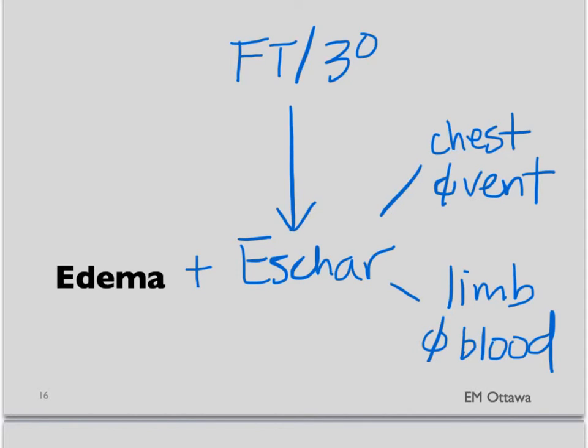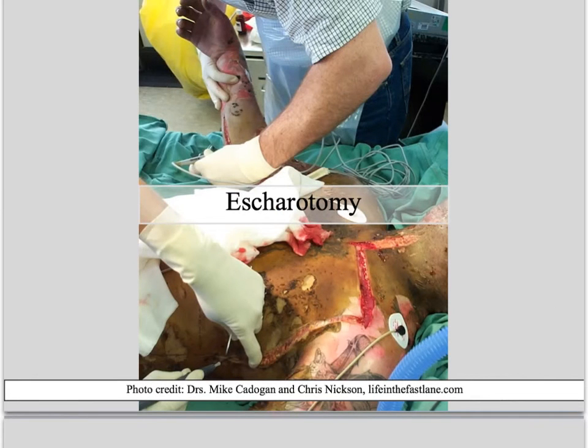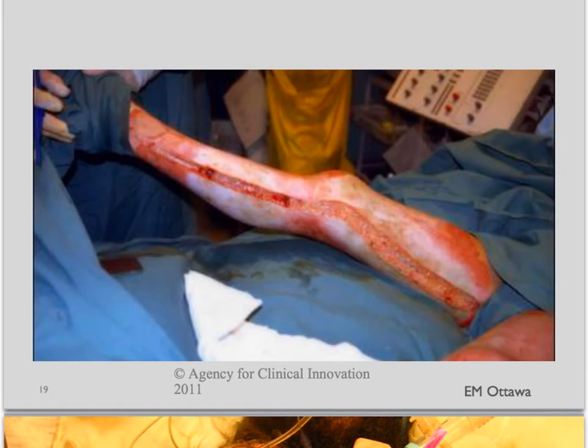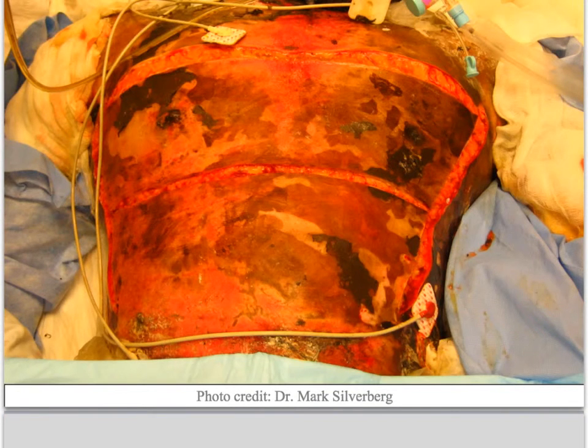How do we fix eschar? We do this by doing an escharotomy, basically cutting the skin down to its full thickness to release the skin, therefore it can stretch. It is done in various parts of the body. You can see one being done on the leg here, and you can see one done here on the chest to make the chest wall more compliant while the patient's on the ventilator.